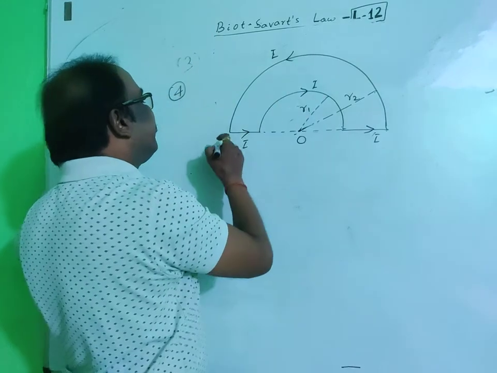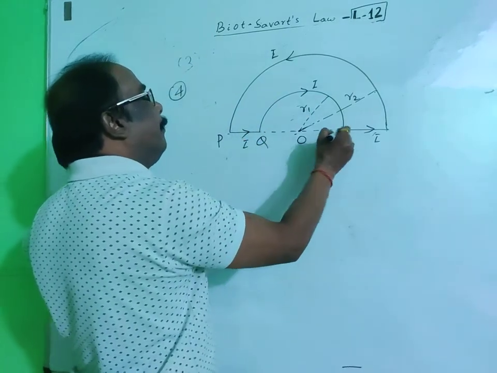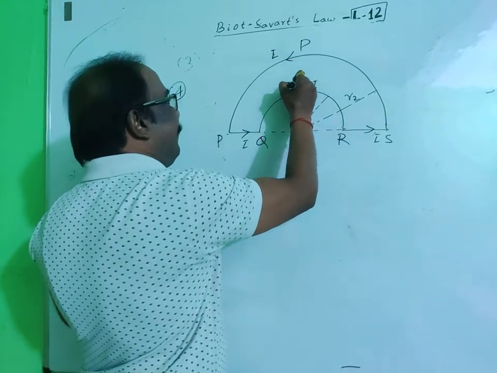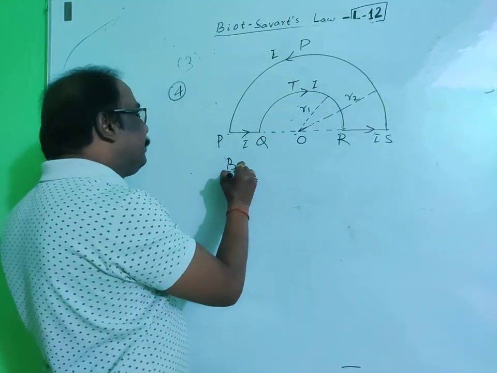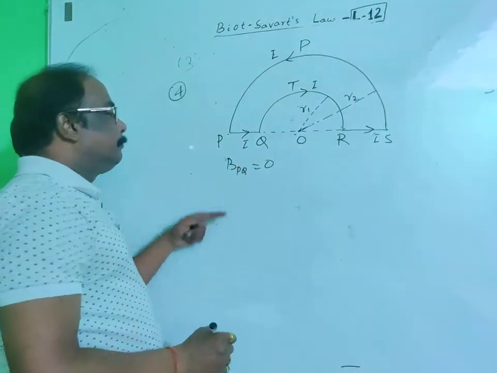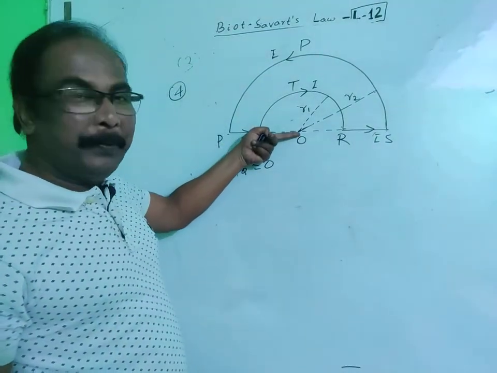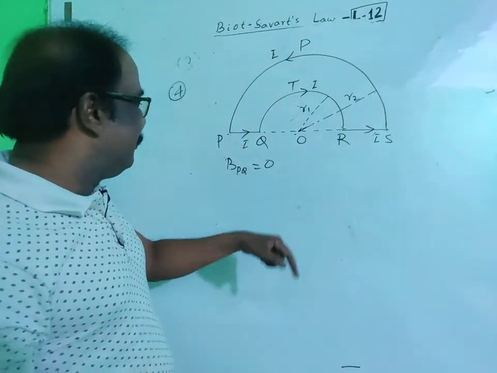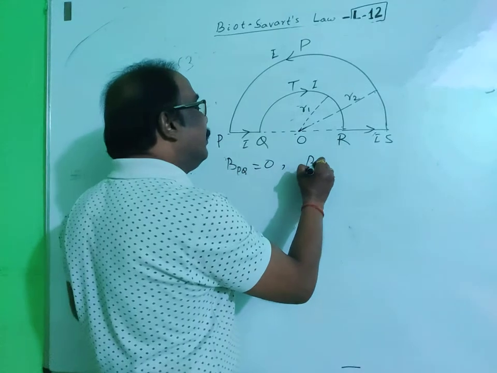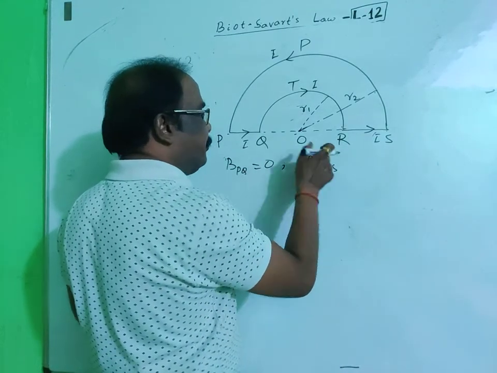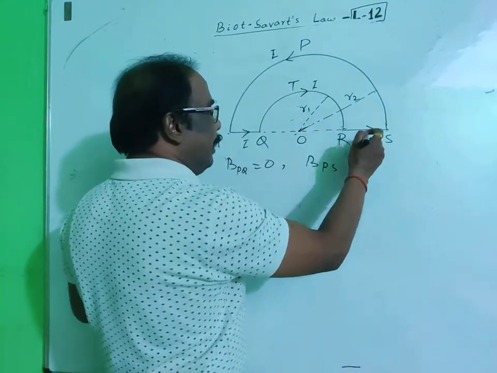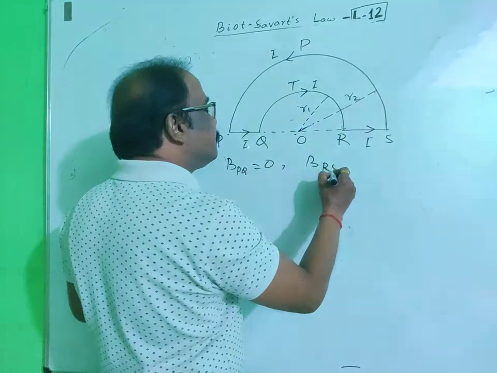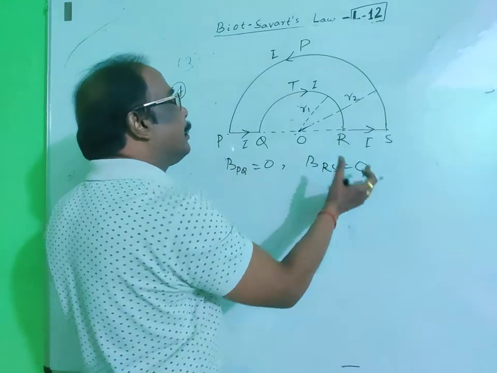You will feel easier. P, Q, R, S, P, T. So magnetic field due to PQ is 0. See, along the direction of PQ, point O lies. So if the point lies along the direction of flow of current, magnetic field is 0. Similarly, magnetic field due to RS, current is flowing along RS. Again, the point O is along the direction of flow of current. So magnetic field due to this part RS is 0.